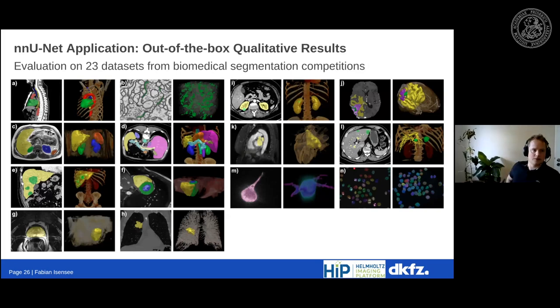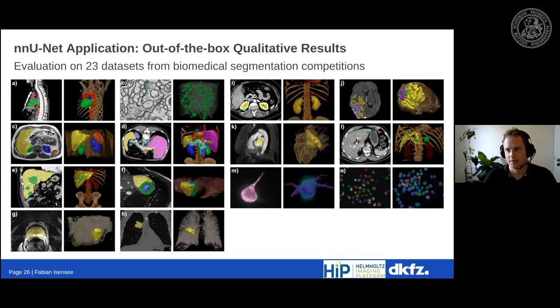We have evaluated nnU-Net on 23 datasets from the biomedical domain. All of these datasets originate from competitions. And I should mention that among those 23 datasets are also the 10 datasets of the medical segmentation decathlon. So we have the test sets of 10 datasets that we developed nnU-Net on, plus 13 additional datasets that we haven't seen before at all in the development of nnU-Net. So these are then the true test datasets.